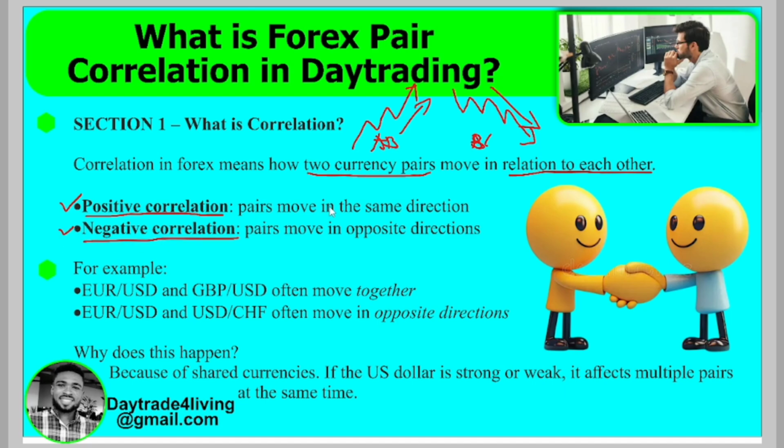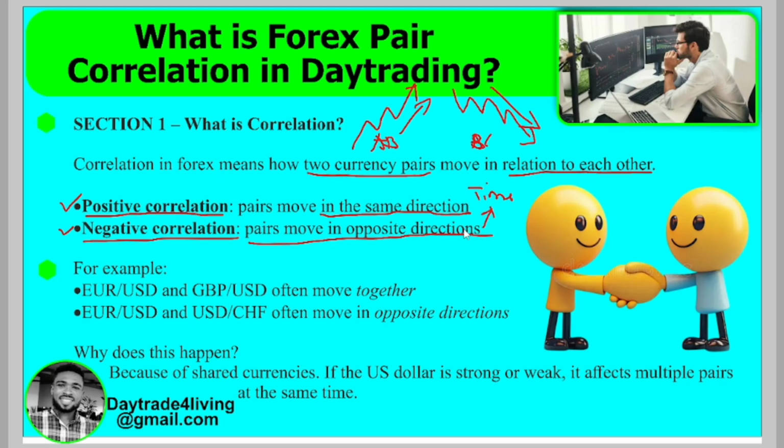You get the difference? Positively correlated pairs move in the same direction considering the time. Guys, the factor is what? The factor is time. Negatively correlated pairs move in the opposite direction considering the same time. That's what is meant by correlation.